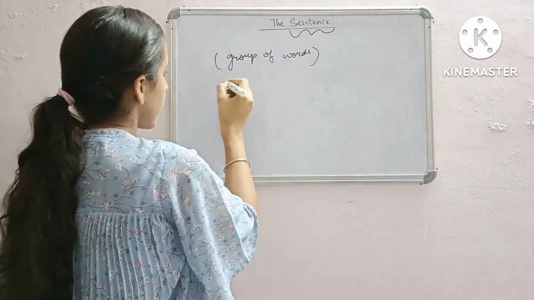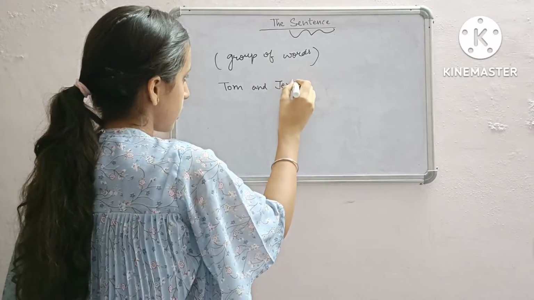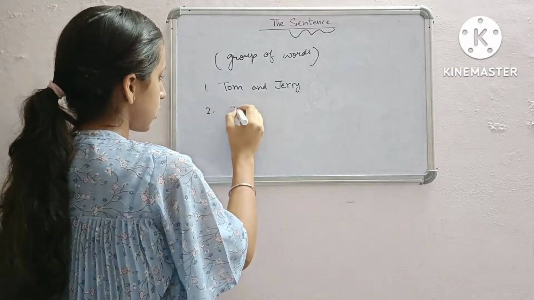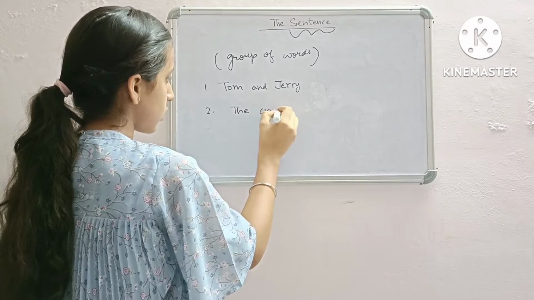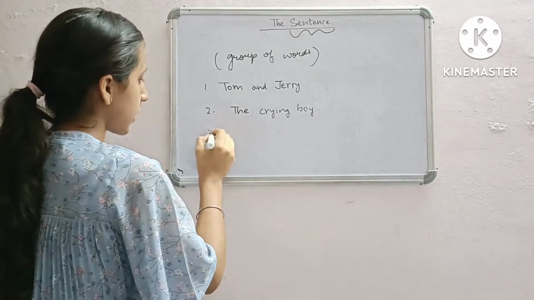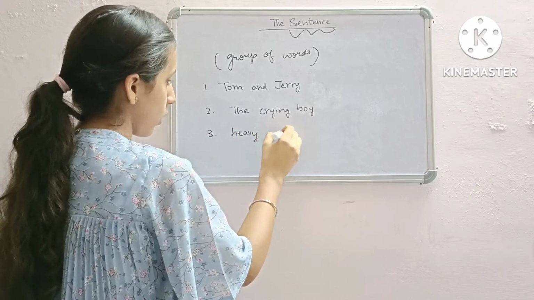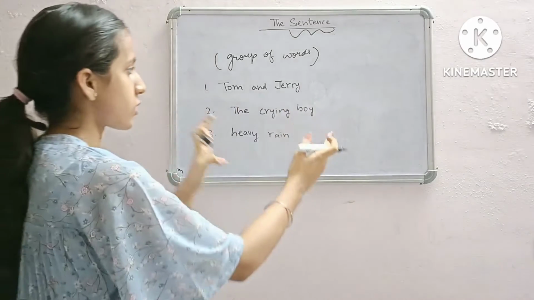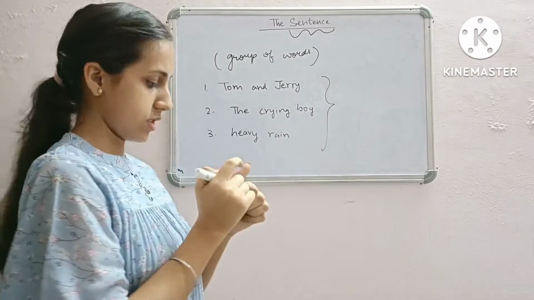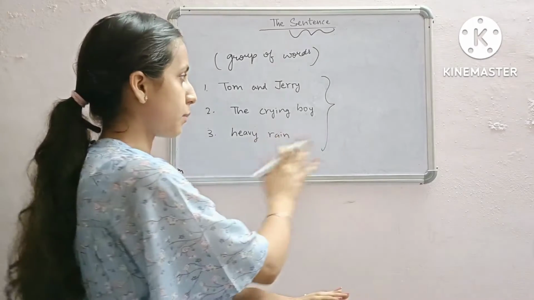For example, we have Tom and Jerry. This is the first one. The second one is the crying boy. The third one can be heavy rain. Now if I look closely at them, I find that these are all just a group of words. They are not a complete sentence, they are incomplete things.